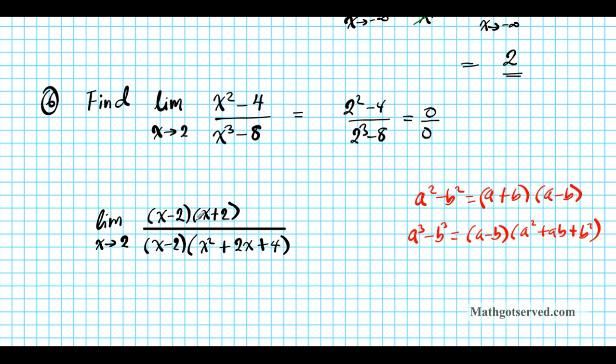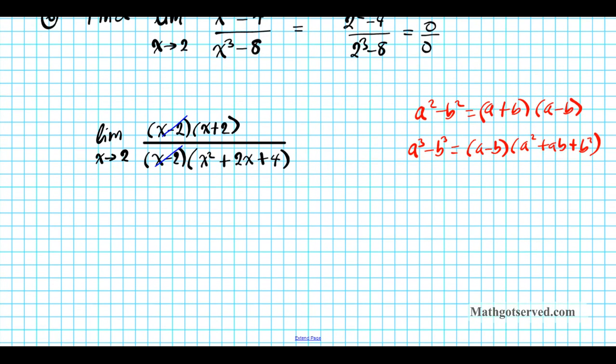So even though we have a removable discontinuity at positive 2, that doesn't mean that the limit is non-existent there. So let's go ahead and divide out, or remove, the discontinuity from the expression. We're going to be left with the limit as x approaches 2 of x plus 2 divided by x squared plus 2x plus 4. Okay, so now we can just go ahead and plug in 2 into the expression.